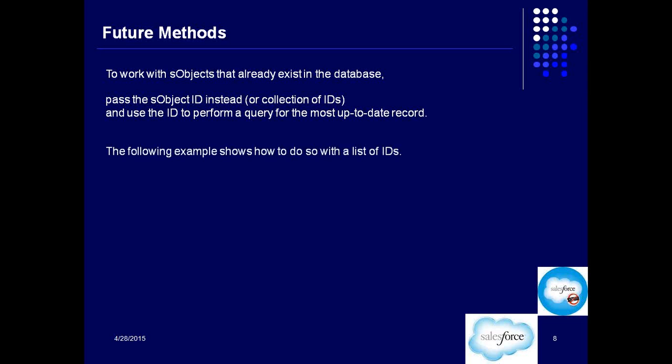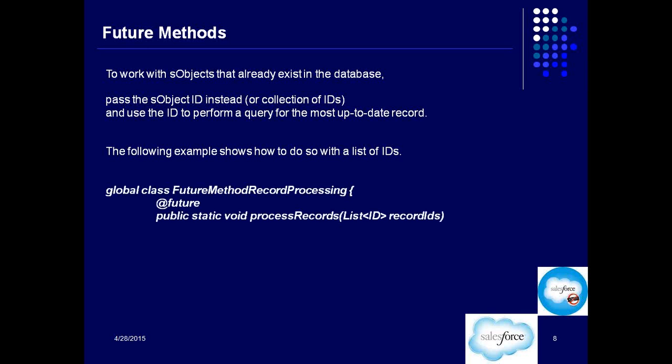So the following example shows how to do so with a list of IDs. Pretty simple. Let's say this is the class and there is an add future method. For that method's parameter, instead of defining it as any S object, I have defined it as a list of IDs. ID is a primitive data type, right? I call it record IDs.